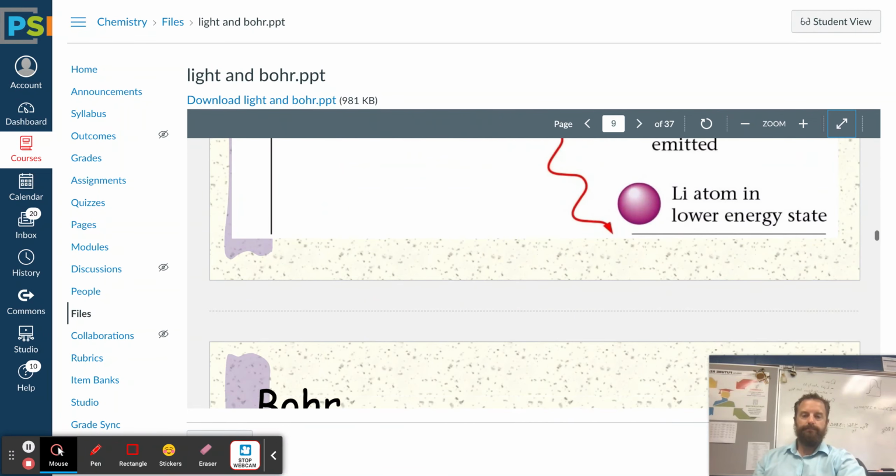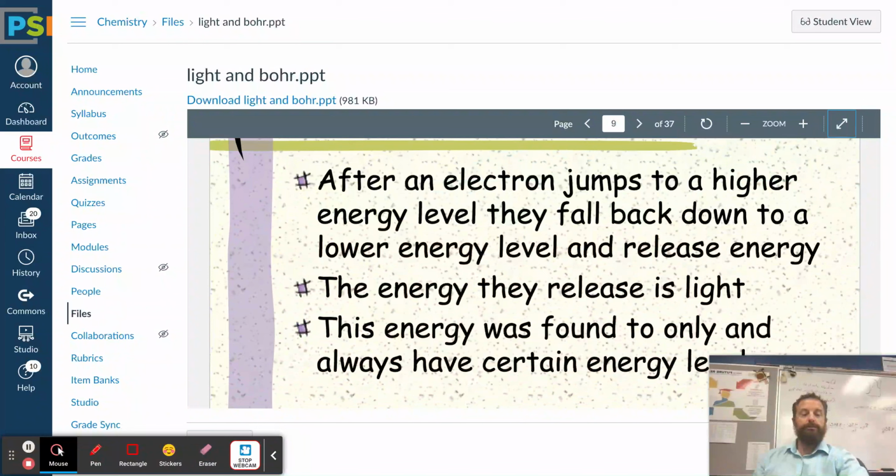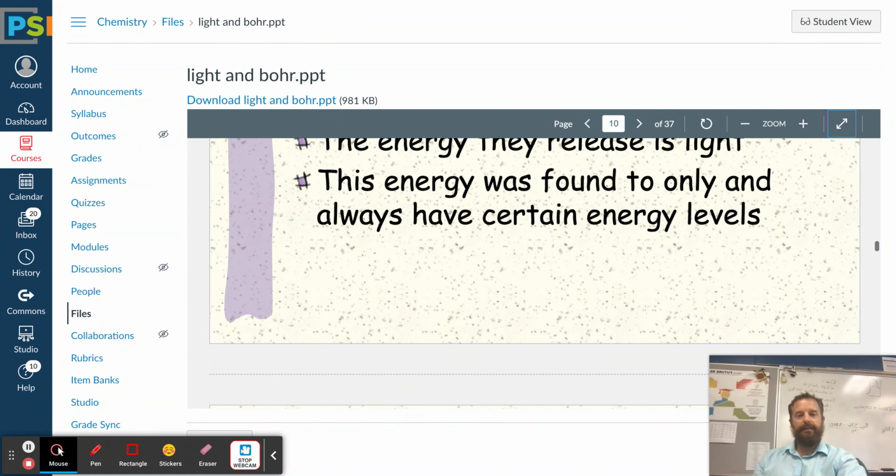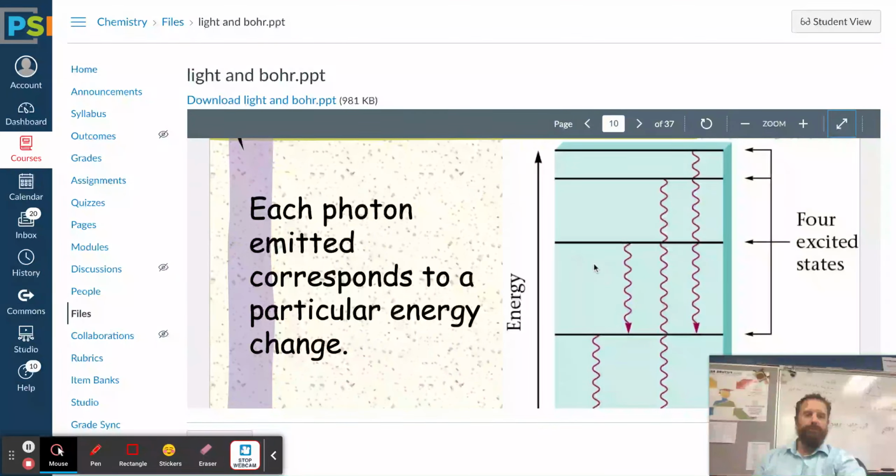So Bohr said, if an electron jumps up to a higher energy level, it's going to fall back down to a lower energy level. When it does, it's going to release light. That light only and always has certain energy levels, right? Only and always is kind of important there. And so we see all the different combinations here, right? So you can jump from like the third energy level to the second, from the fourth clear down to the first. The bigger that drop, the more energy, and the closer that color would be to a violet or an ultraviolet or an X-ray kind of thing. The less energy, the more it's towards a red, an infrared, a microwave kind of idea.